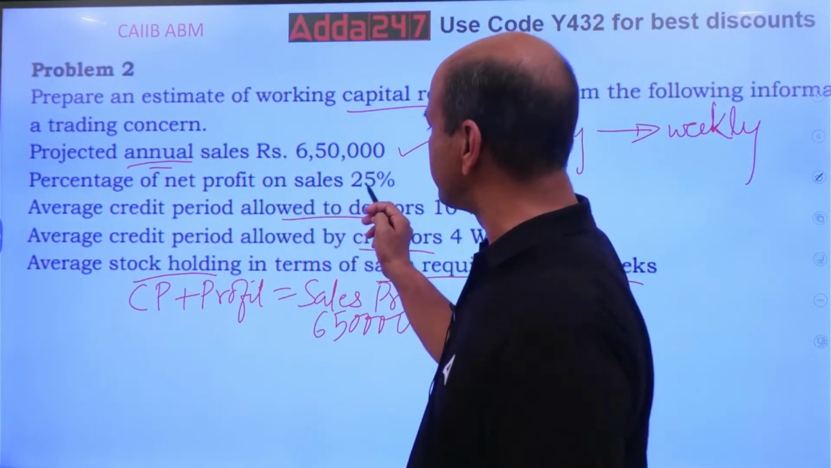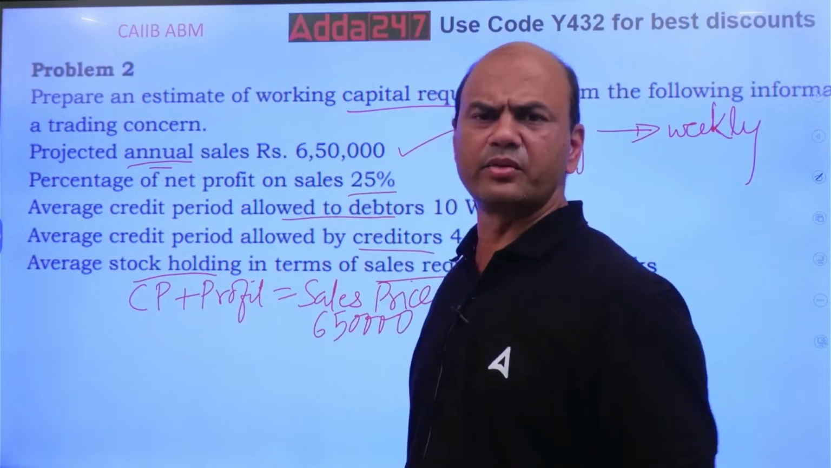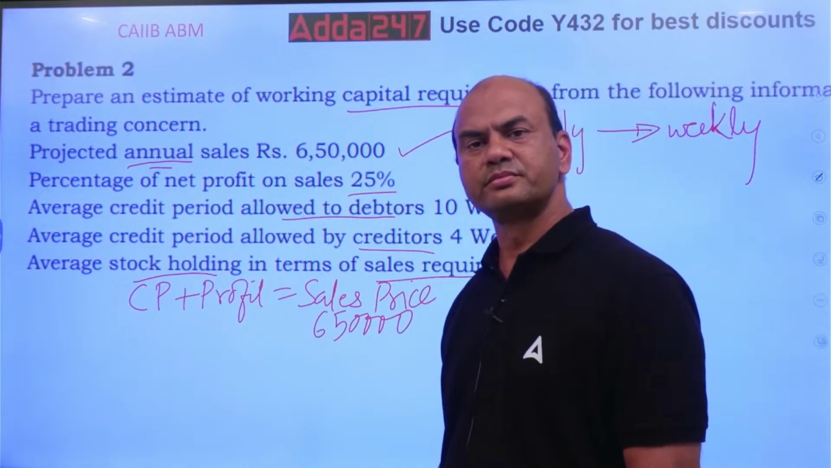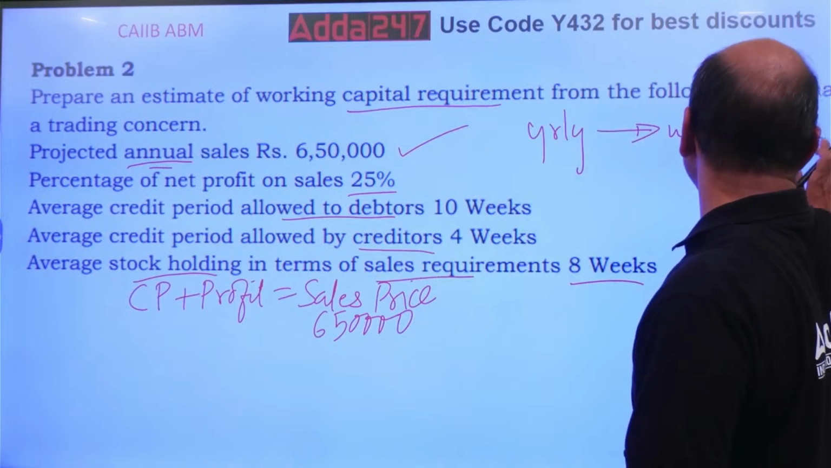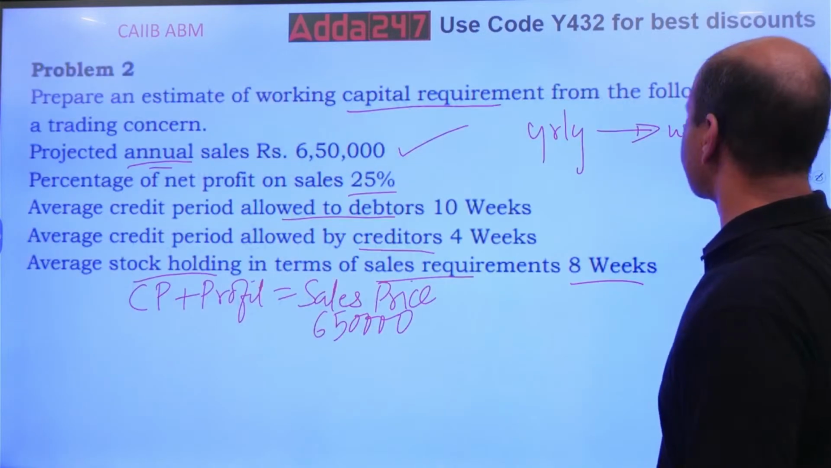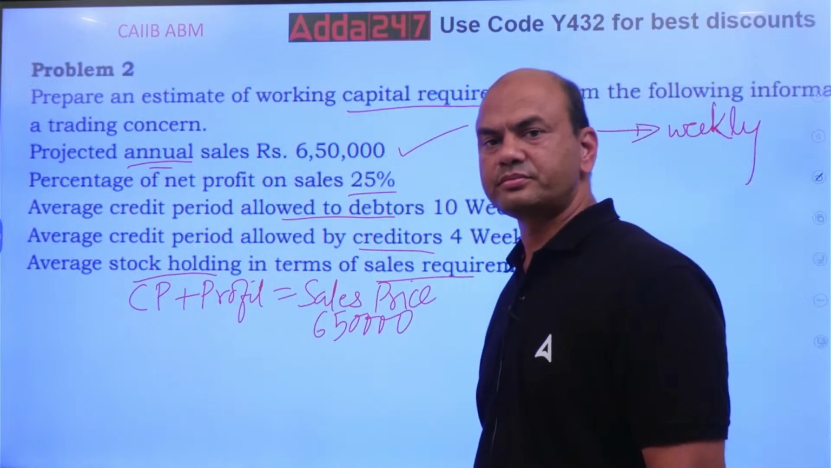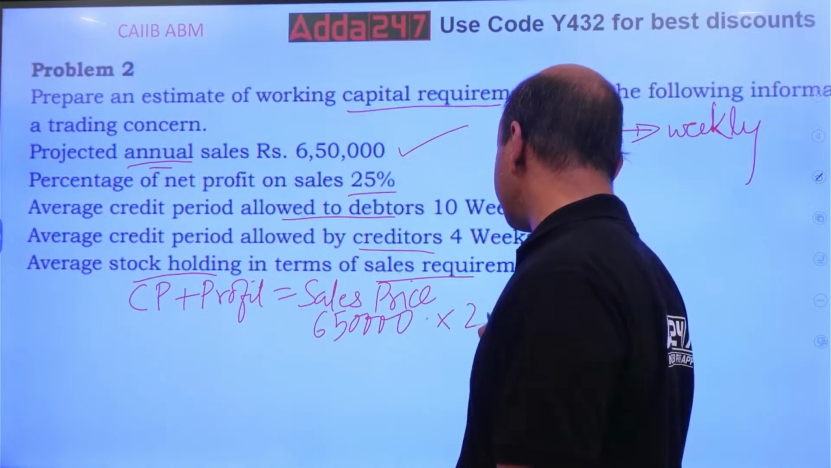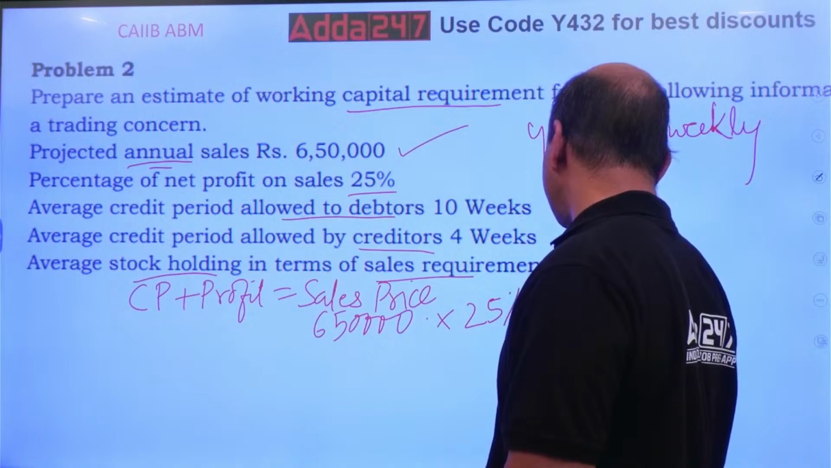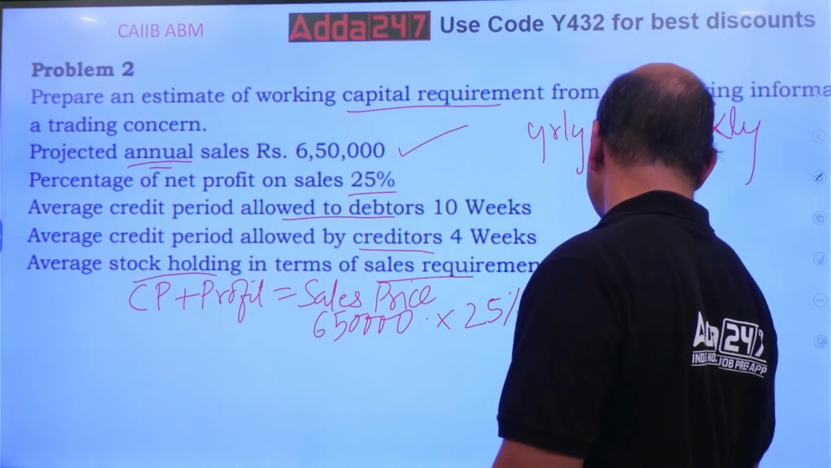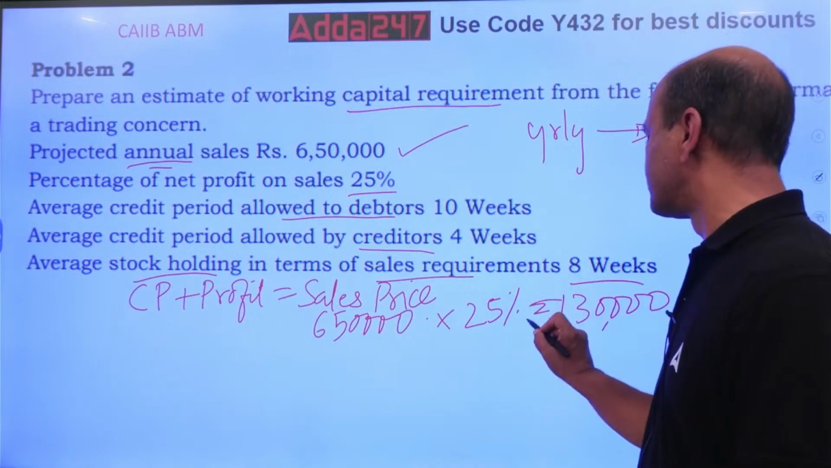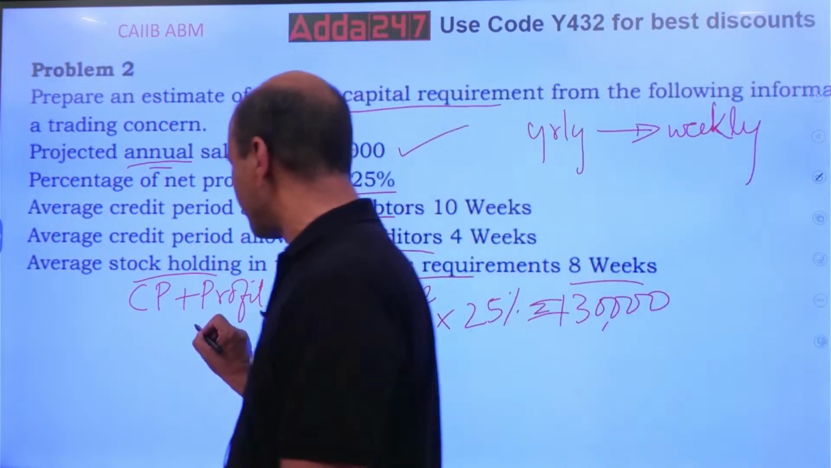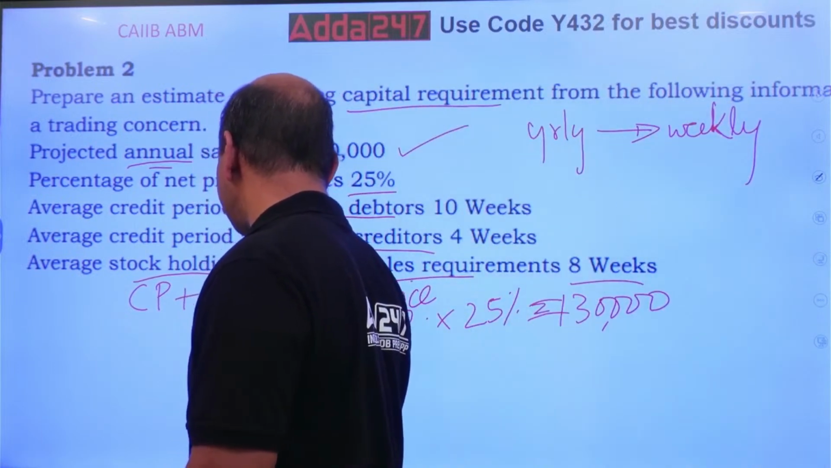Out of that, profit is given as 25%. So 25% of 650. Count it. Do it fast. So it will be 1,30,000. Into 25%, it is 1,30,000. Okay, you are getting this. Got it? So this 1,30,000 is what? This is your profit.